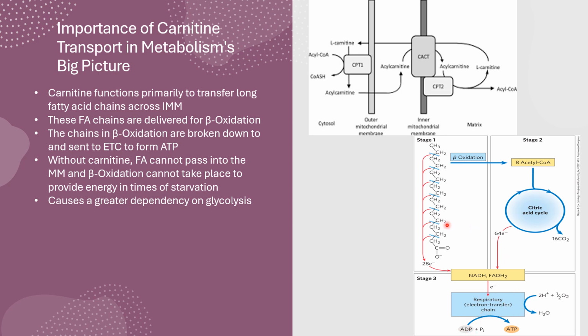Beta oxidation occurs primarily in times of starvation, and carnitine is so important just for beta oxidation to even happen. If you remove carnitine, beta oxidation can't happen, and then there's a greater dependency on glycolysis.